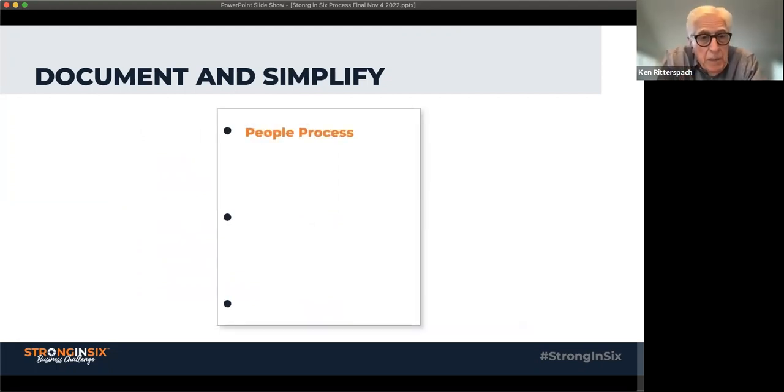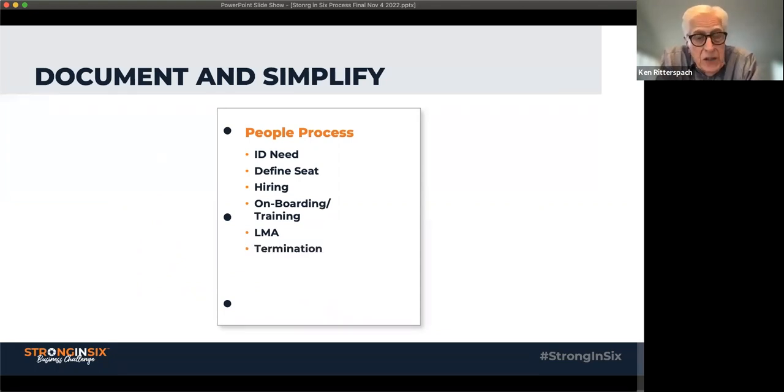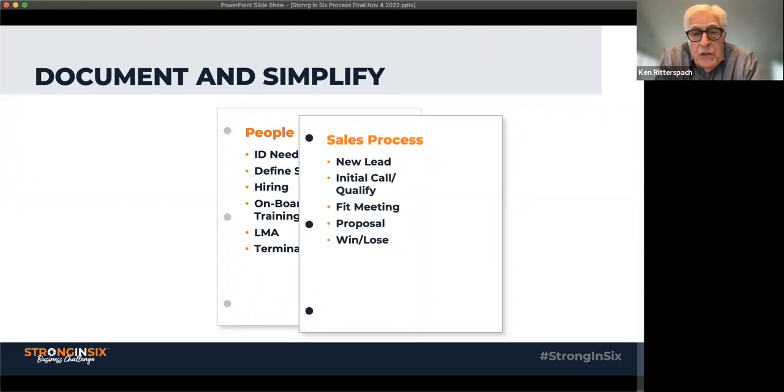So for example, in the people process, you're going to have to identify the need, and then you're going to have to define the seat on the accountability chart. You're going to have to go through a hiring process, onboard people, train them. LMA, I'll talk about that in a minute. Termination. And then you do the same thing for the sales process, right? Develop a new lead, initial call, qualify, the meeting to establish a fit, make a proposal, win, lose. That's what we mean by documenting the processes.